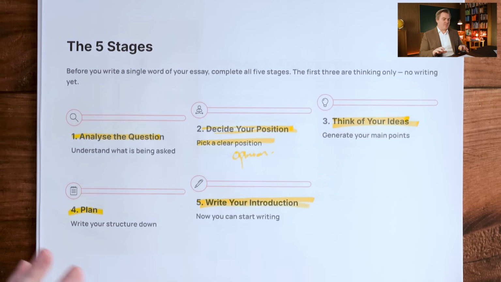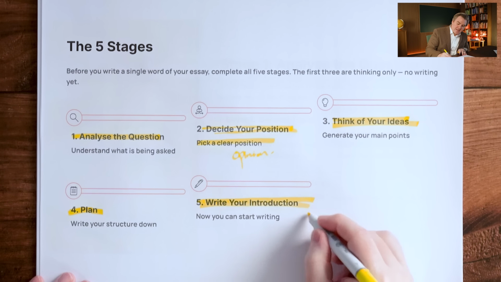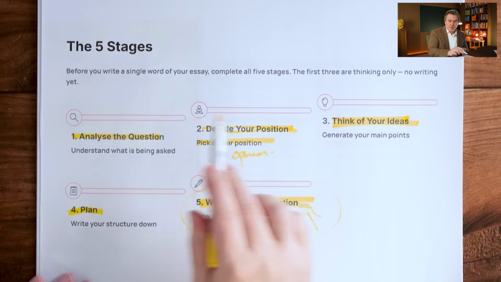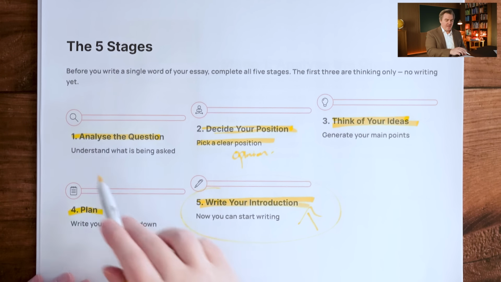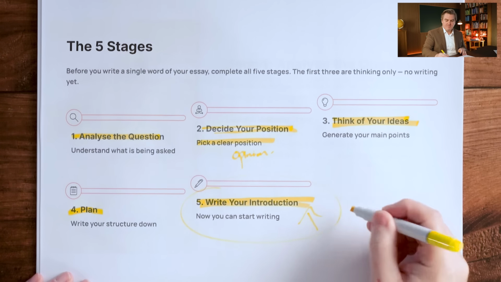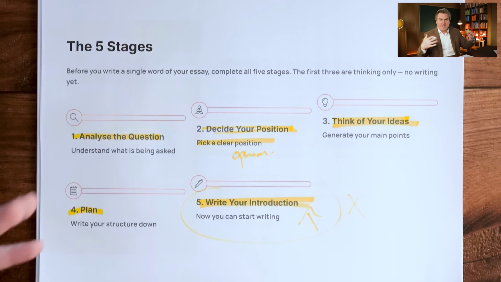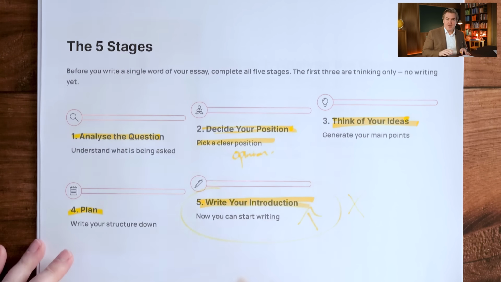This is where a lot of students mess up, because they immediately go to stage 5 and skip stages 1, 2, 3, and 4. If you skip any of these stages, your introduction won't be as effective as it could be. You'll start your essay and you'll get confused, you'll get lost, you'll have to start again, it'll be a complete mess. Please do follow these steps.